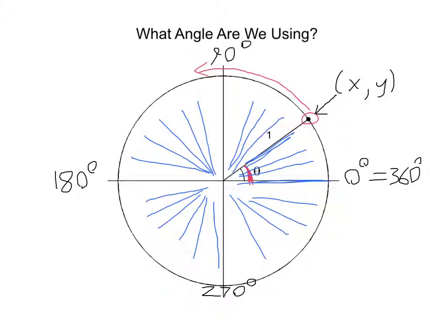You could have started at 0 degrees and gone the other direction with the point. And so at 270 you could also have negative 90 degrees. And if you kept going, negative 180 degrees. And if you kept going, negative 270 degrees. And if you kept going, negative 360 degrees.